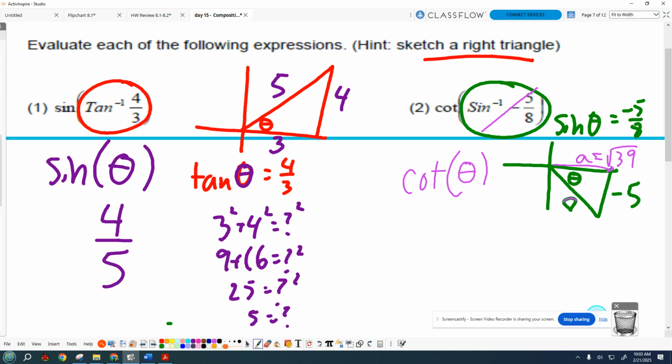So then 39 over 5. Adjacent over opposite. So negative could be up top, down on the bottom, or straight out front, they're all the same answer.